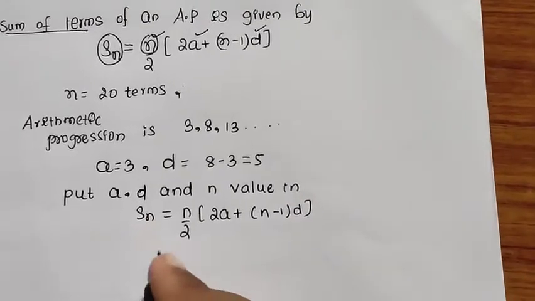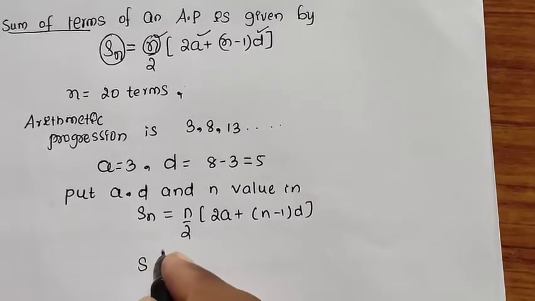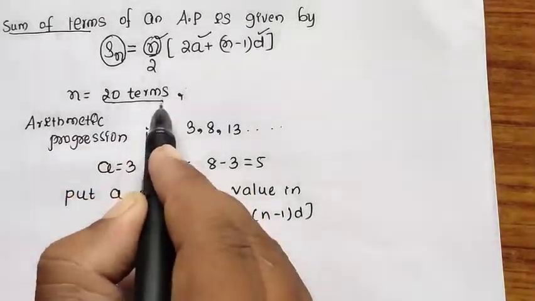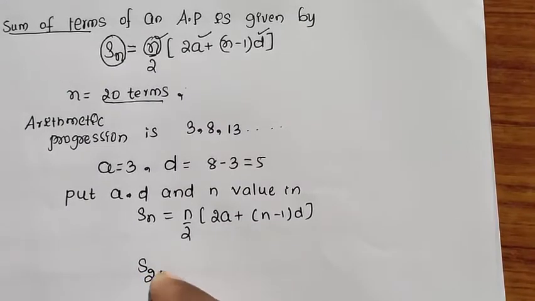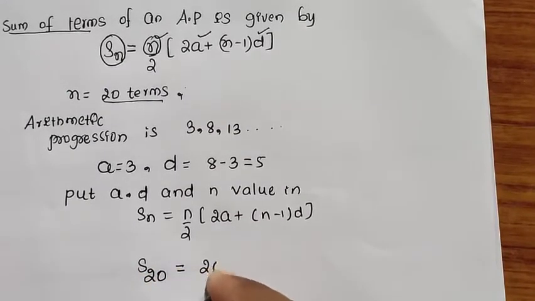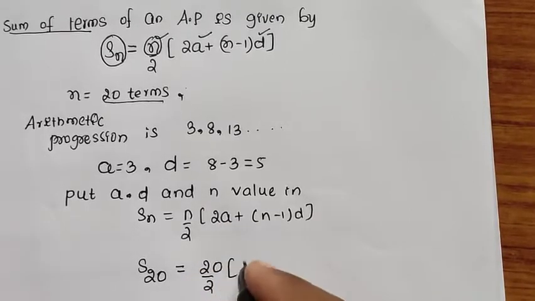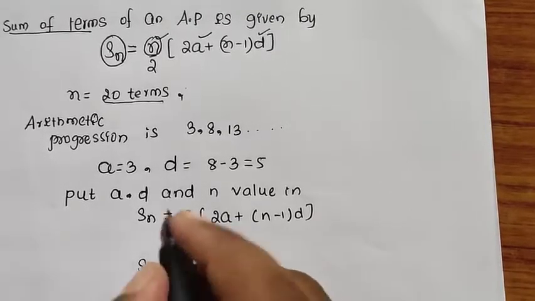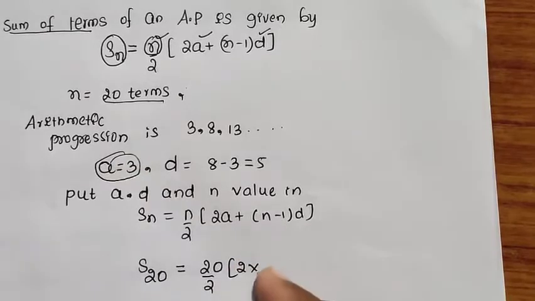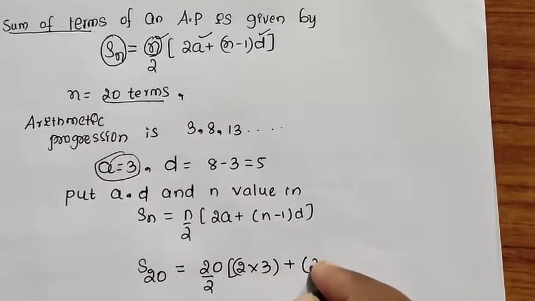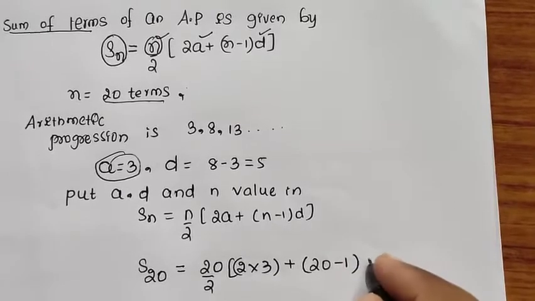So in this formula, what do I substitute for n? We need to calculate the sum of how many terms? We wrote here already, 20 terms. So S20 we need to calculate. S20 is equal to 20 by 2 as it is. 2a means 2 into the first term. First term is a equal to 3. Substitute a is equal to 3, and n is 20 minus 1. d is how much? You have 5.